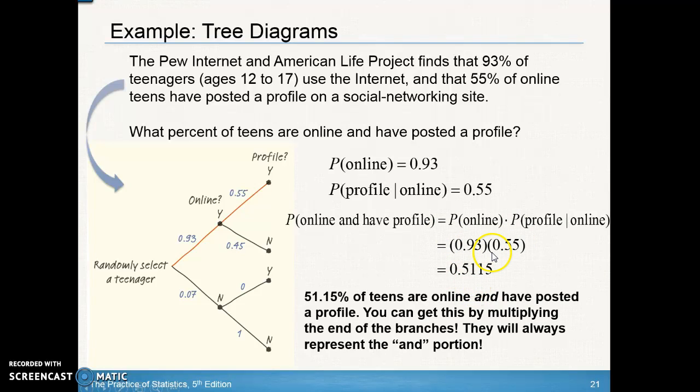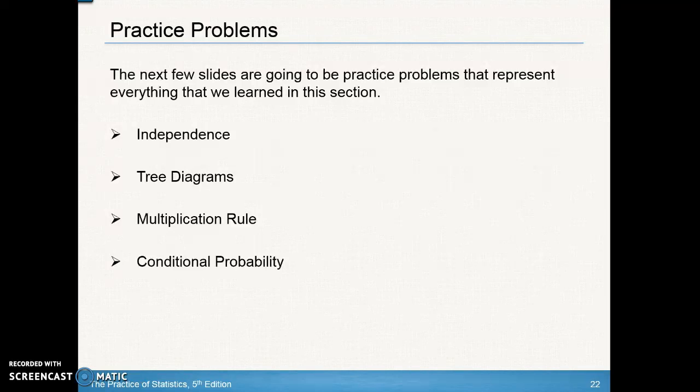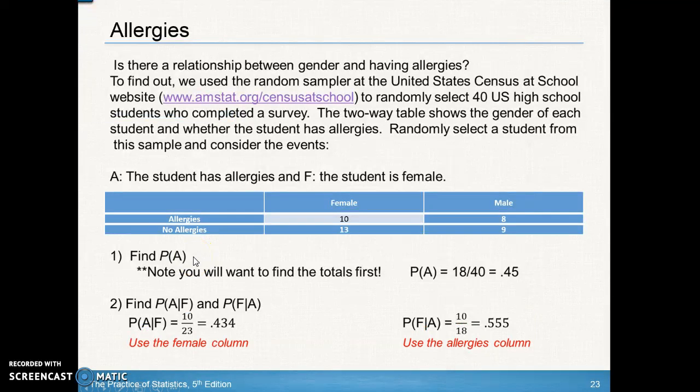You need to show this multiplication here. And the nice thing about a tree diagram is you can always multiply the branches out to get the end of the branches, and that will help you a lot once we get to more difficult questions. All right, so the next couple slides, we're just going to go over some questions on independence, when to use tree diagrams, the multiplication rule, and your conditional probability.